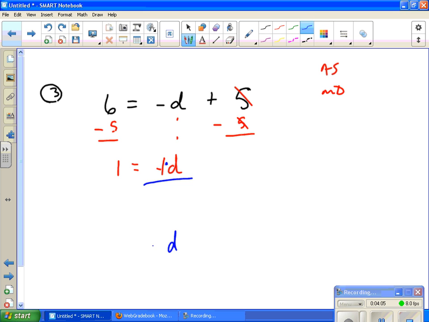We want to keep d, so divide by negative 1. That'll make it cancel out. Divide the right by negative 1, you need to divide the left by negative 1, and a positive divided by a negative is negative. So d equals negative 1.